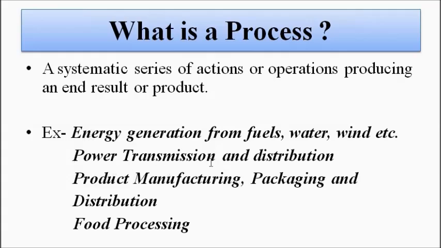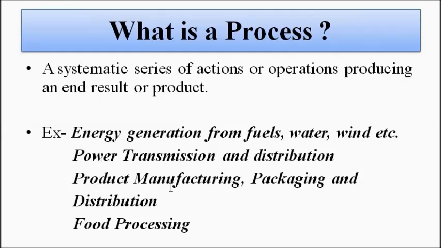Then power transmission and distribution, the energy which is produced, the transmission of that, the distribution of that power, that is also an example of a process. The electricity that we get in our houses, so that is the end result, and the energy which is generated, the transmitting of that. So the power generated is the input, and the electricity that we get in our homes, that is the end result.